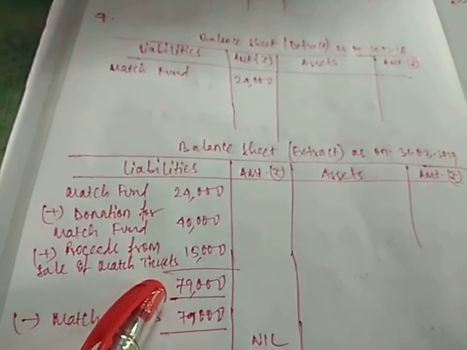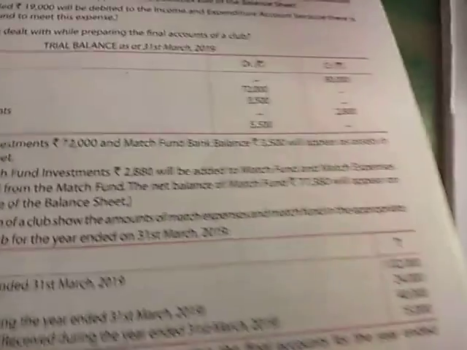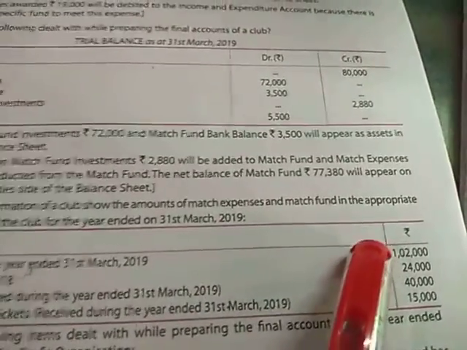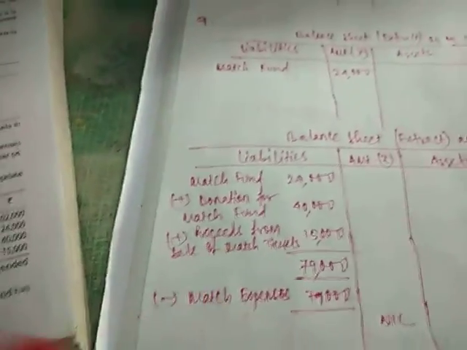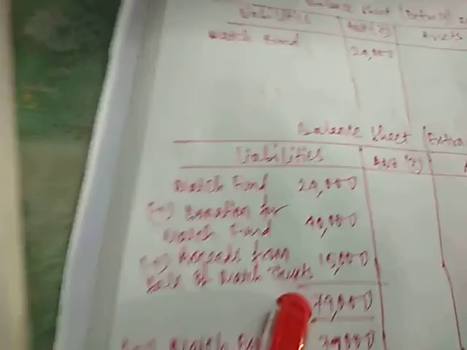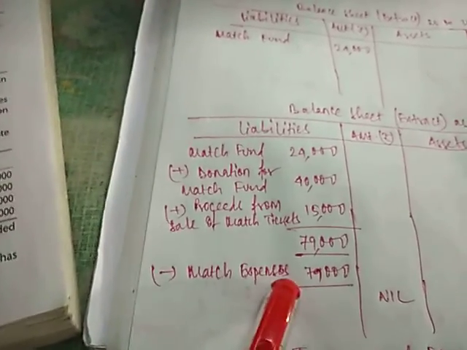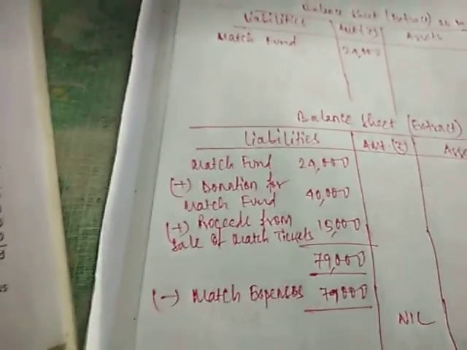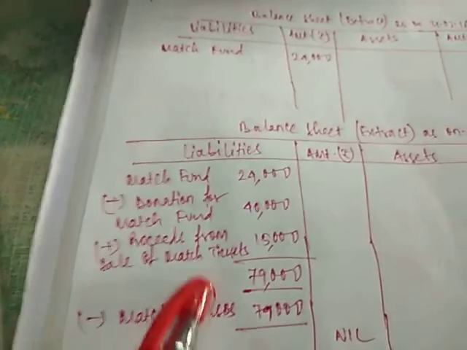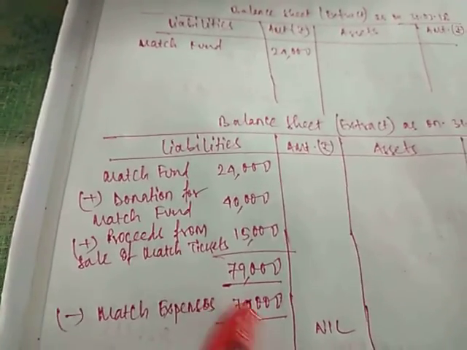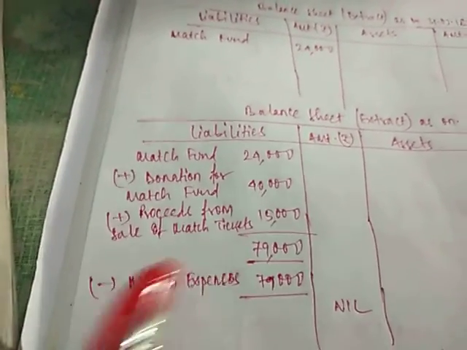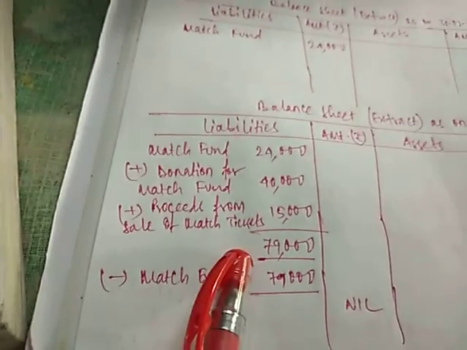But the match expenses are 1,02,000, which is greater than the match fund, donations and proceeds of match tickets together, which is 79,000. So whatever the amount of fund, 79,000, that amount of match expenses you subtract from here. From this match fund we have subtracted match expenses of 79,000, and the balance of match fund becomes nil.